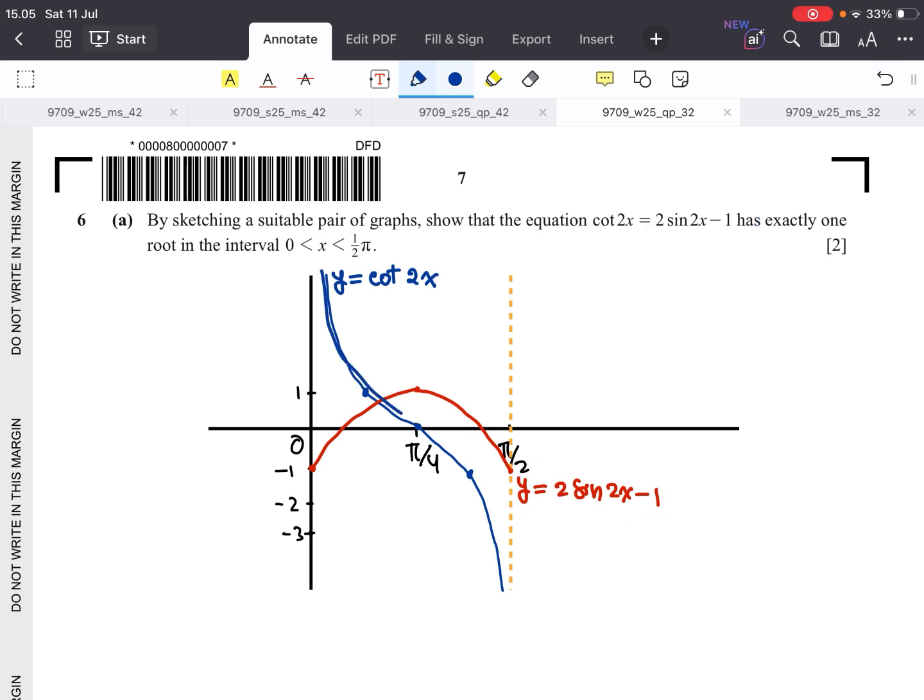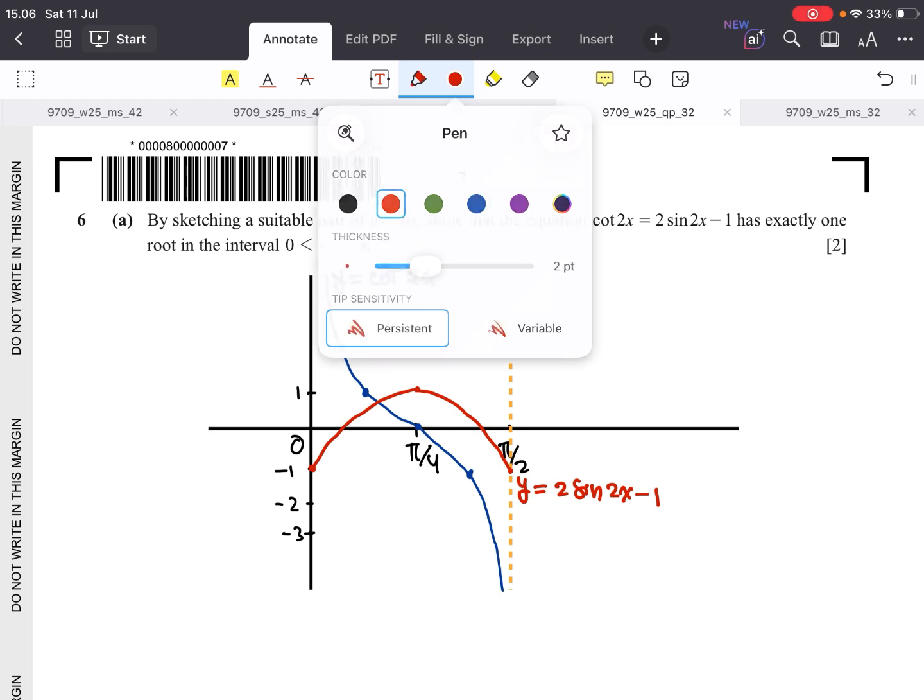This is the graph of cot 2x. You can check when x equals pi over 4, cot 2 times pi over 4 is 0. And then this one is actually when x equals pi over 8. So when you replace the x with pi over 8, cot 2 times pi over 8 is 1. So this is the graph of y equals cot 2x.